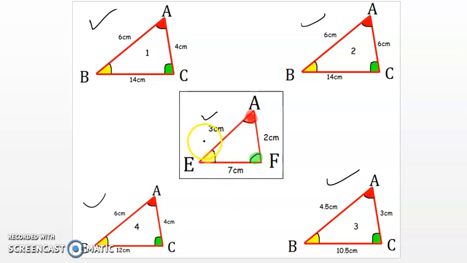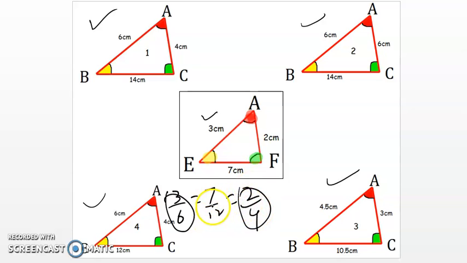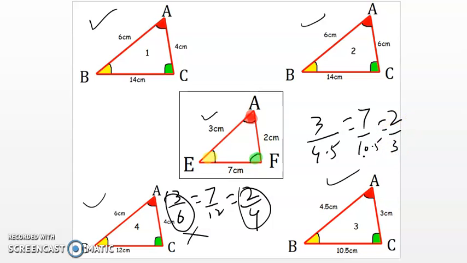First of all, let's start with triangle 4. The ratios of the corresponding sides of triangle 4 with the main triangle are 3 by 6, 7 by 12, and 2 by 4. You can see the first ratio and the last ratio are the same, but the in-between ratio is not similar. So triangle 4 cannot be the option. Let's move to triangle number 3: 3 over 4.5, 7 over 10.5, and 2 by 3. The first two ratios seem to be equal, but the third ratio is not similar.